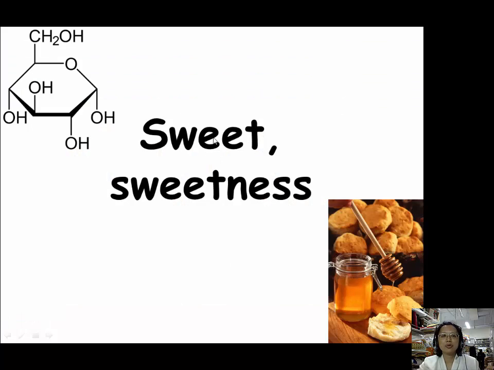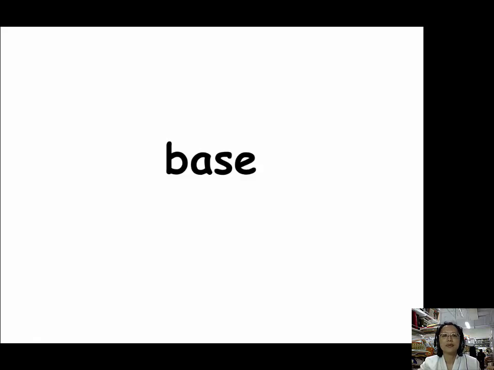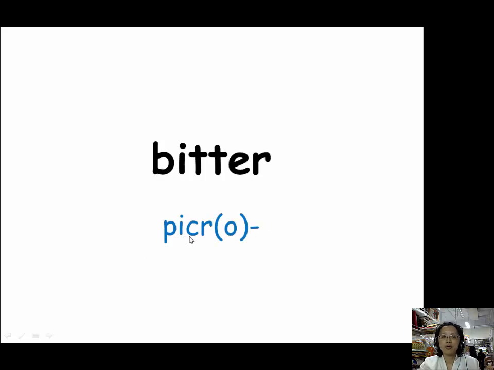For sweet taste or sweetness, we use these four prefixes: gluco, glyco, or meli, melito. For base, we use one prefix, baso. For bitter taste, we use the prefix picro.